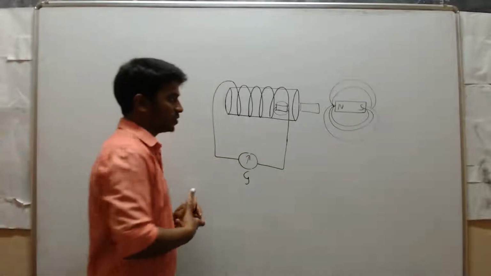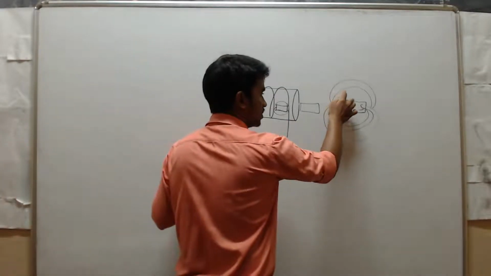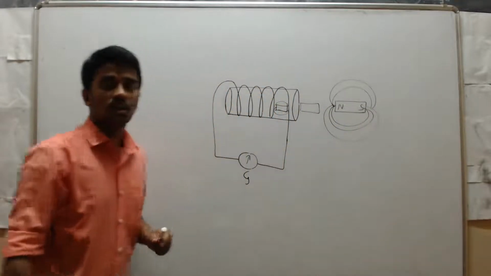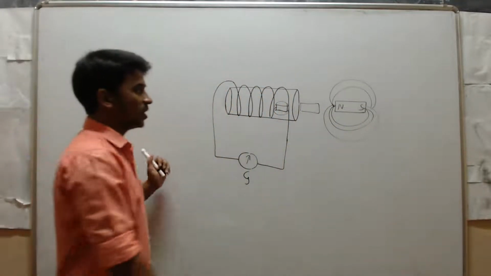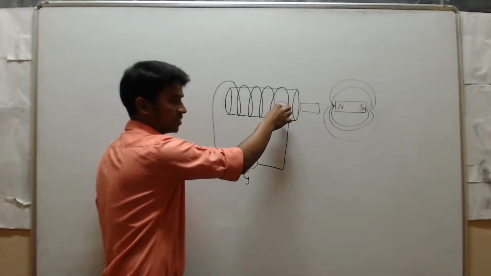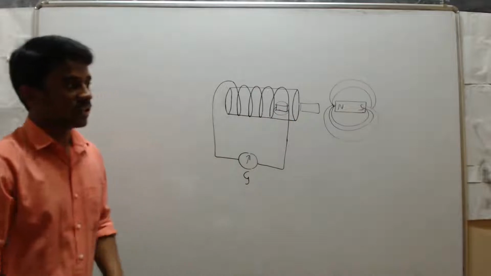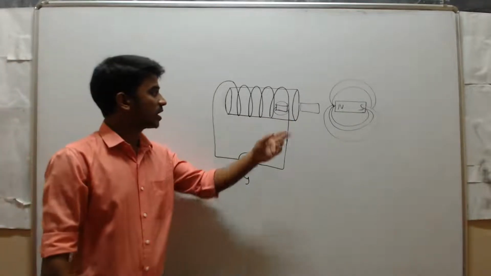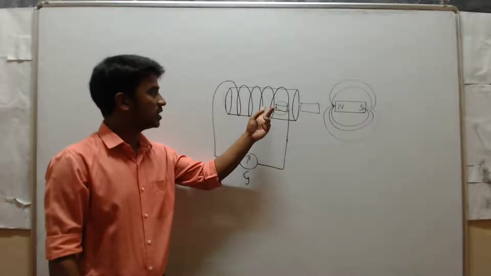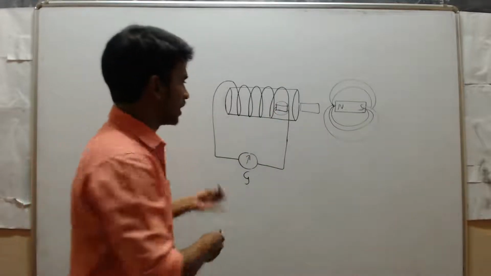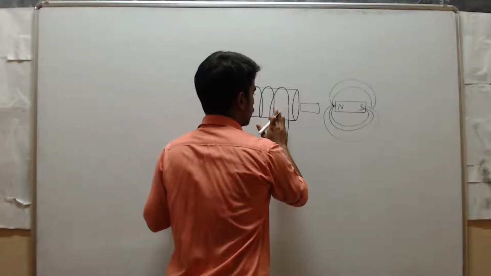So here also, when you change the positions of the magnetic field lines, then current is induced in the coil. Now here you are changing the positions of the magnetic field lines, right? So that's why, with that change in the positions of the magnetic field lines, the current is induced, or current is generated in the circuit. Clear?